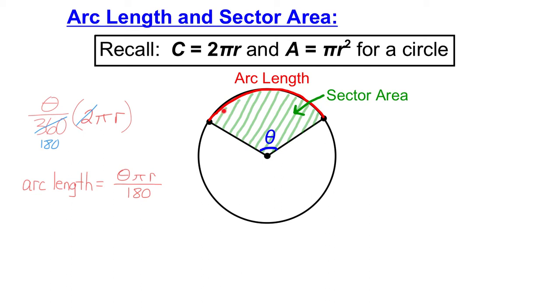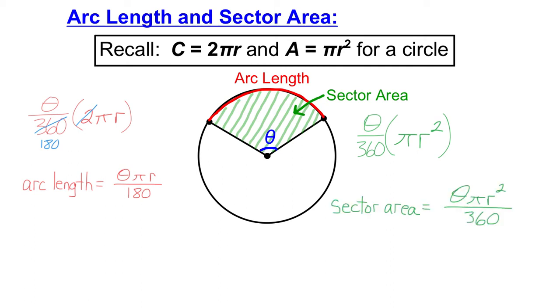Now if I want to calculate the sector area, the area just of the sector, I can do a similar thing, except I'll start with the area formula for a full circle, pi r squared. But remember, that's the area of the full circle. I only want a fraction of that circle. So what fraction of the circle do I have? Well, it's theta over 360. So if I multiply this by theta over 360, I end up with my formula for sector area. Sector area is theta times pi r squared divided by 360.